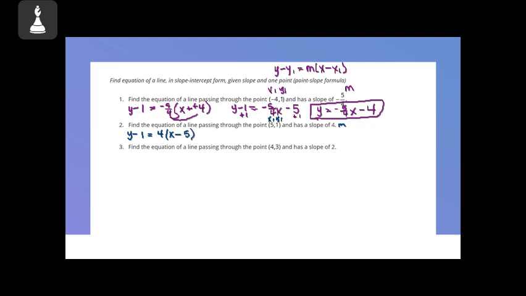So I'm going to distribute so that I can get it into slope intercept form. y minus 1 equals, that's going to make 4x minus 20. And then to get y by itself, I'm going to add 1 to both sides. So y equals 4x minus 19 is the slope intercept form of this line.